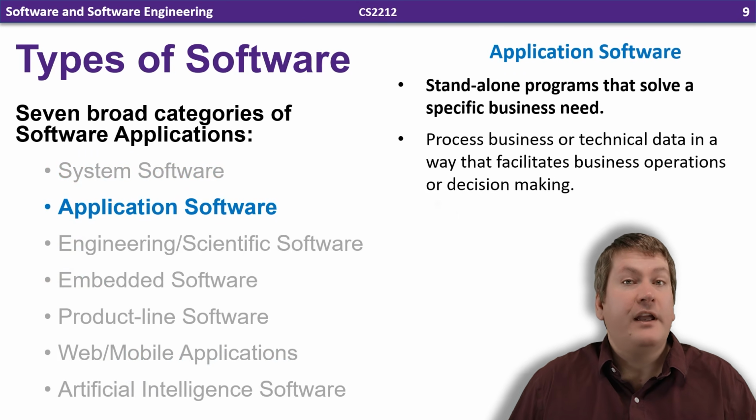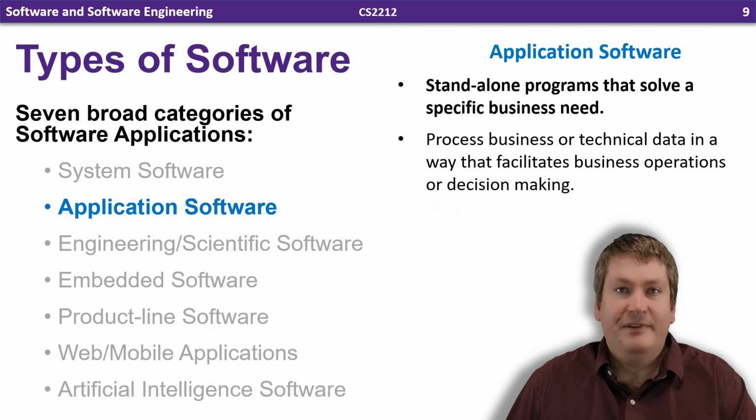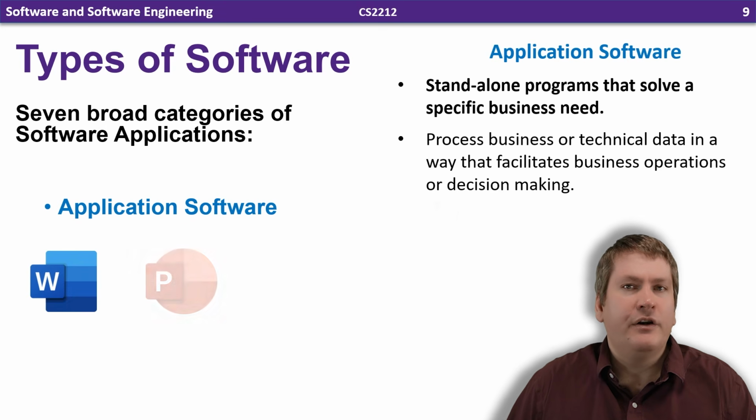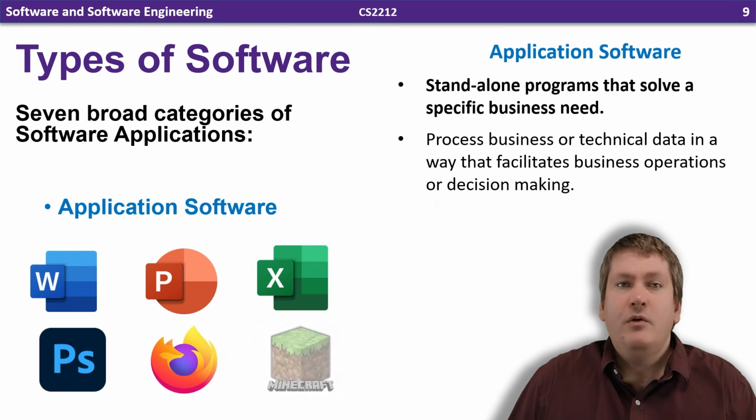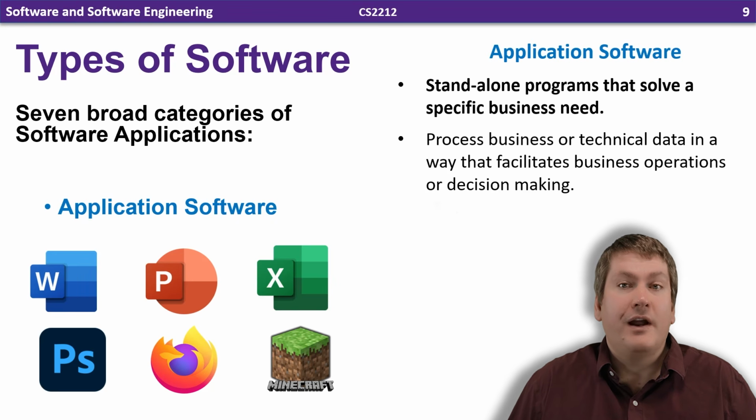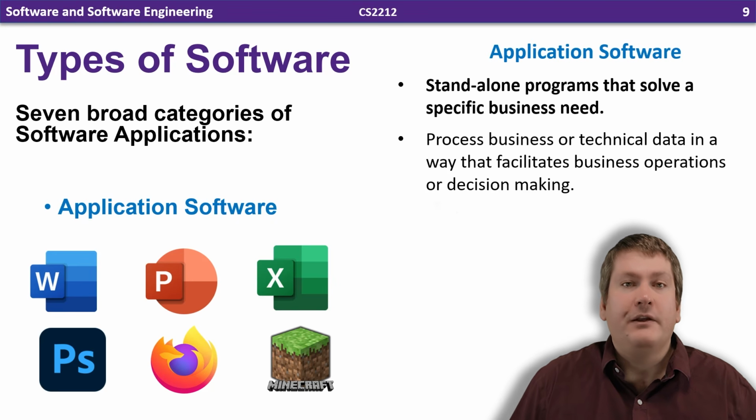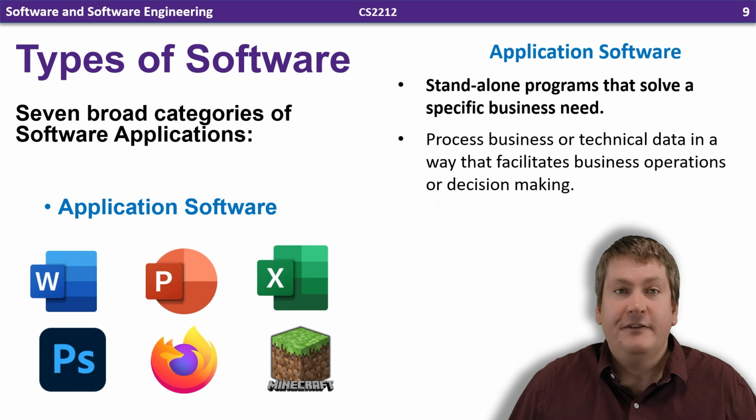The next category is application software. Application software encompasses programs that solve a specific business need. This could be things like Word, PowerPoint, and Excel, which are commonly used in business and education. It can also include programs like Photoshop, that's frequently used for creating and editing images.